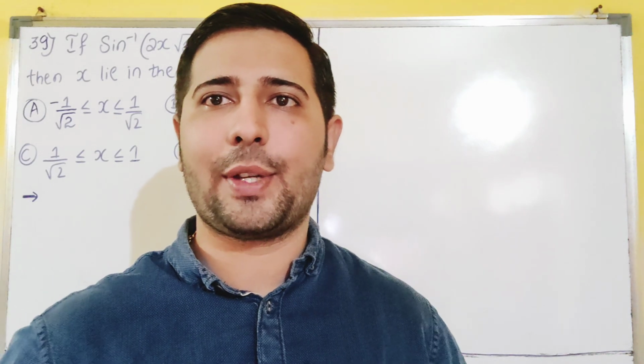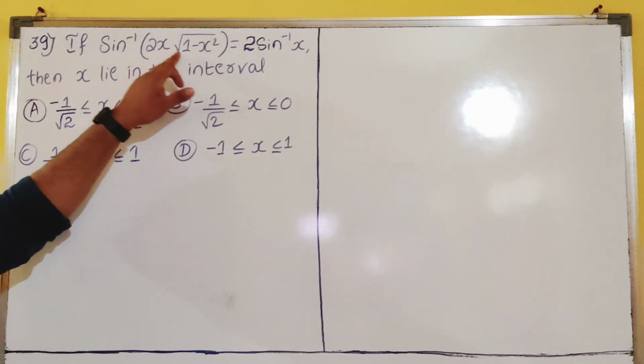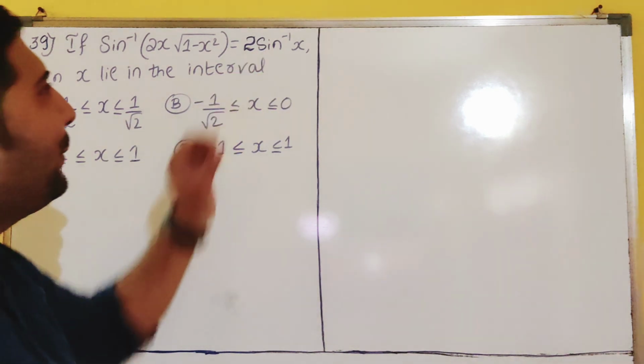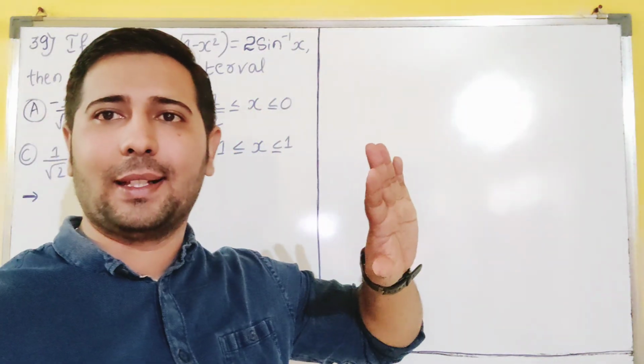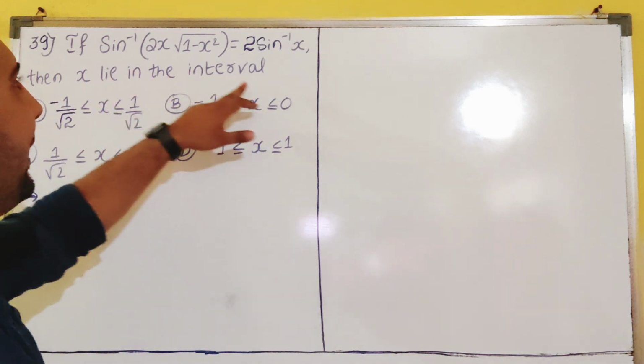Let us see the next question, dear students. Question number 39. If sine inverse of 2x square root of 1 minus x square is equal to 2 sine inverse x. See how beautifully they are framed. Last question it was cos inverse. Now it is sine inverse. So then x lies in the interval what?